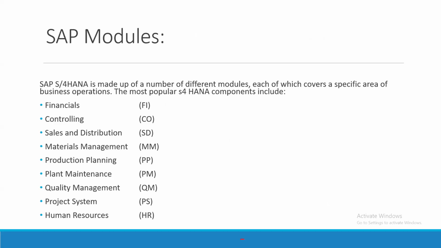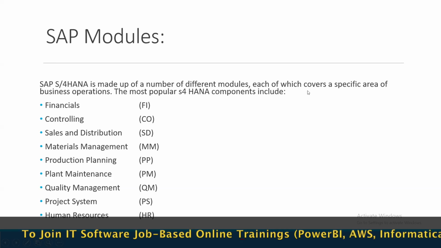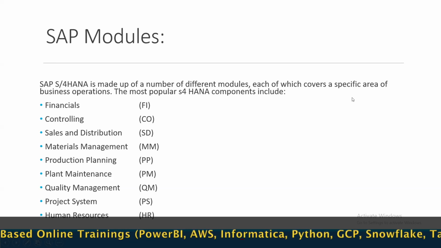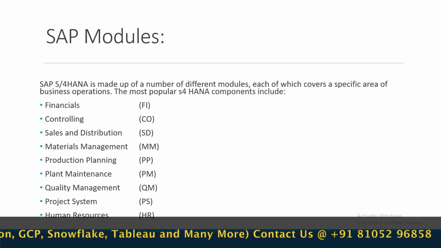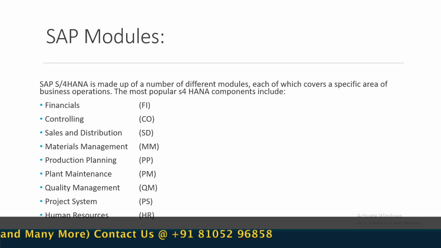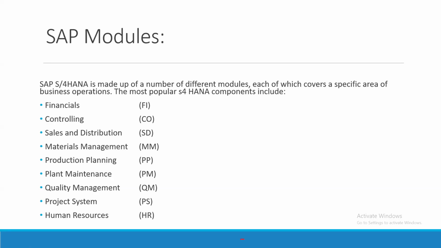So just now, as we were discussing, these are different SAP modules which are available in S4 HANA. SAP S4 HANA is made up of a number of different modules. Each of these covers a specific area of your business operation. These are the popular ones. They are not all the modules, but these will cover the majority of your company's departments. In addition to this, we have modules for particular departments or particular requirements. Then we have additional advanced modules also available.